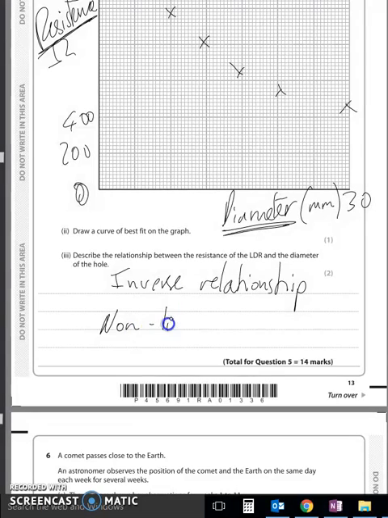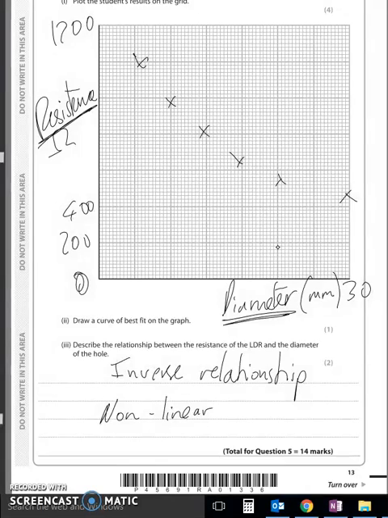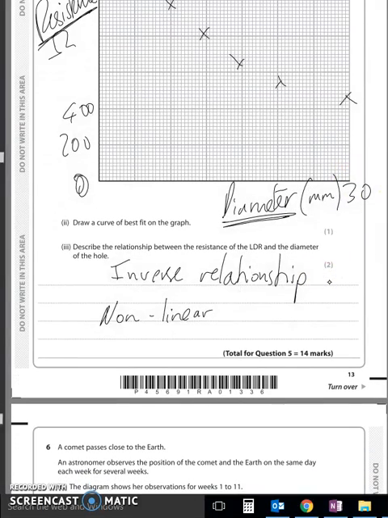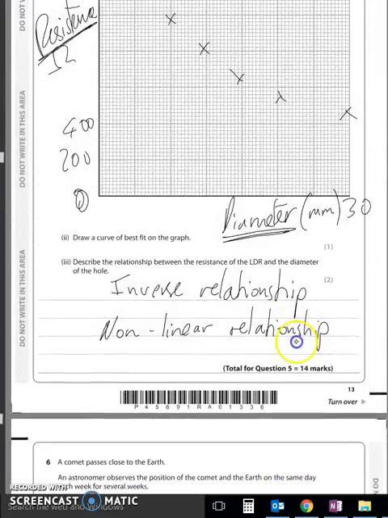That would be great. So if, as one goes up, the other goes down, why isn't it just a straight line then? So there is something weird that's happening. So it's an inverse or non-linear relationship. Okay, and that's question number 5.